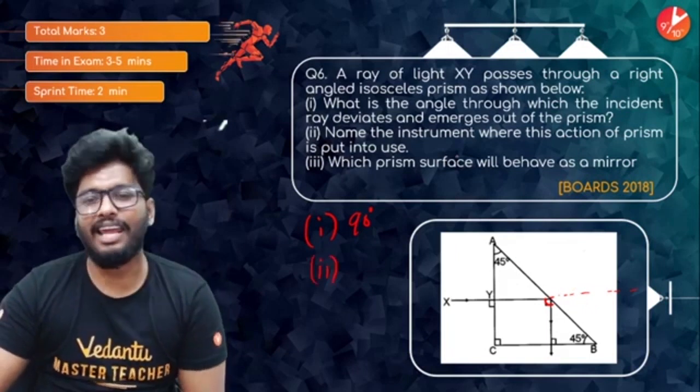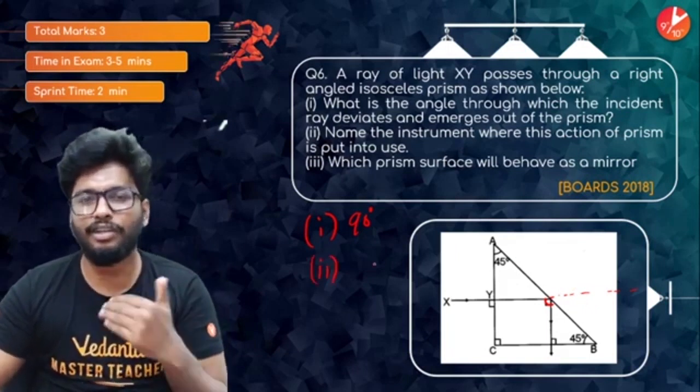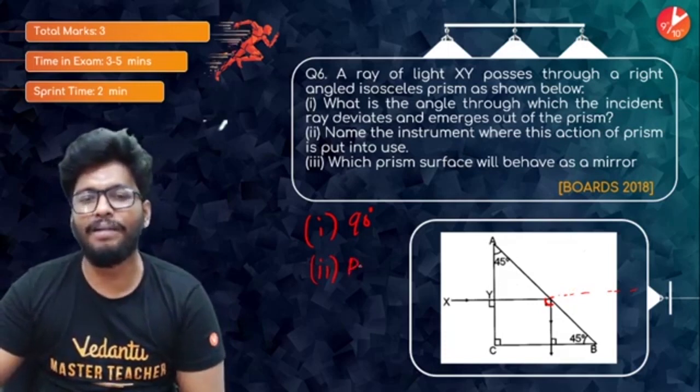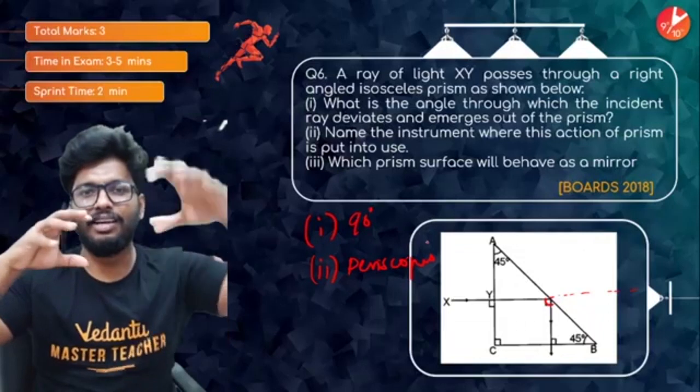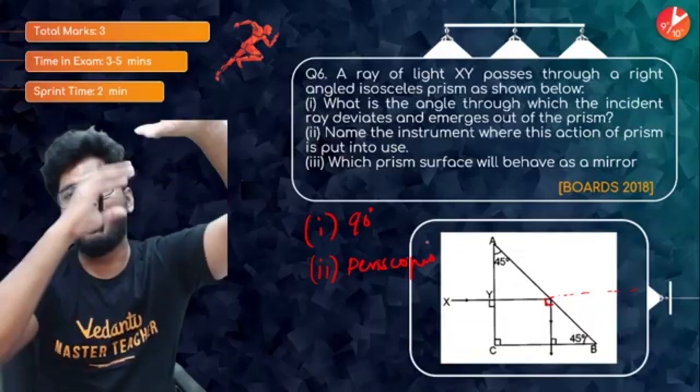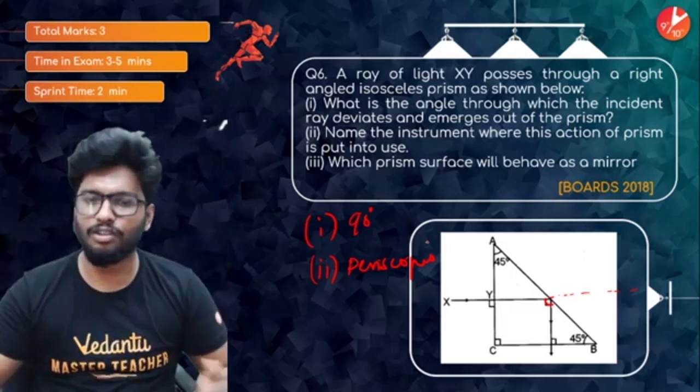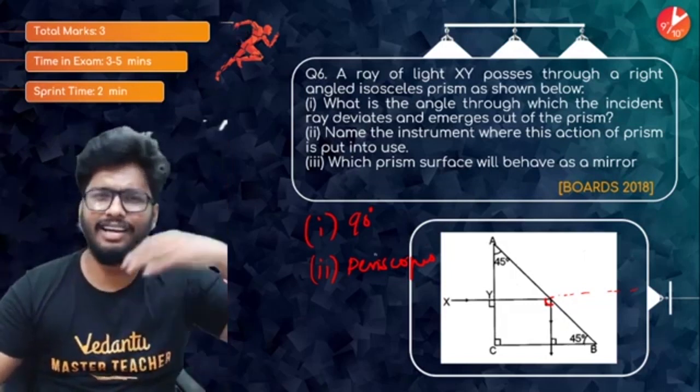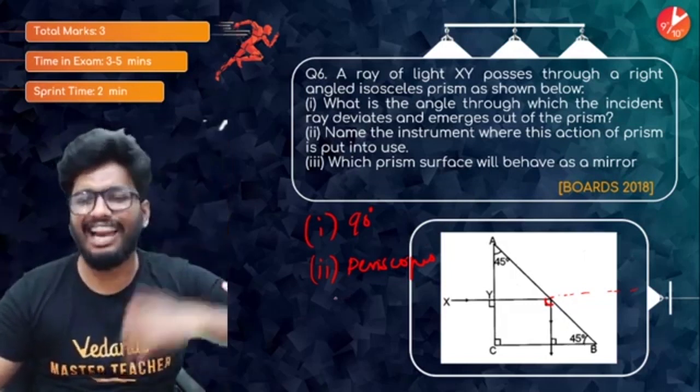Second part of the question. Name the instrument where the action of prism is put into use. It is used in your periscopes. In your periscopes, we use this because instead of using mirrors, we place it exactly at 45 degrees, and we incident the light. So it's used in periscopes, which are used in your submarines and tanks and all of that.